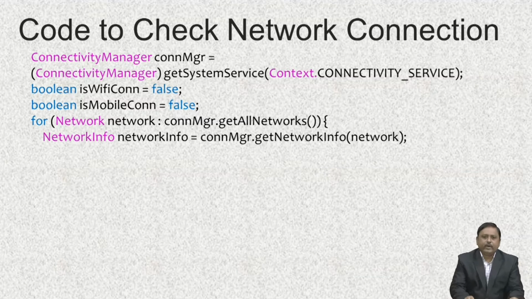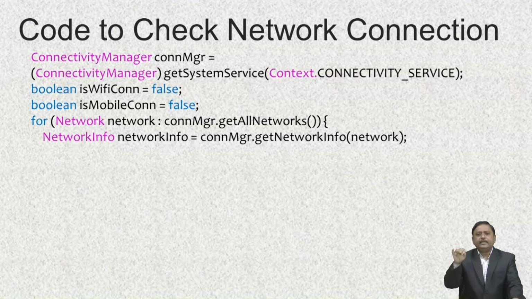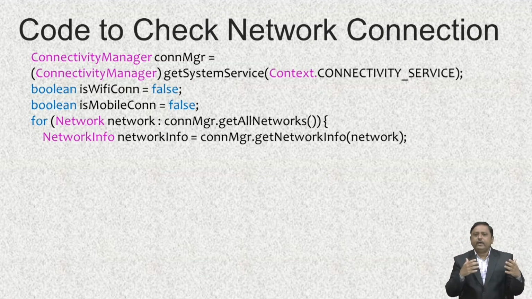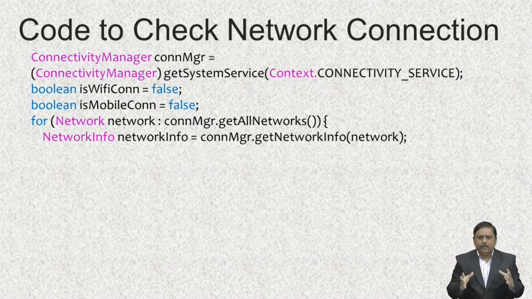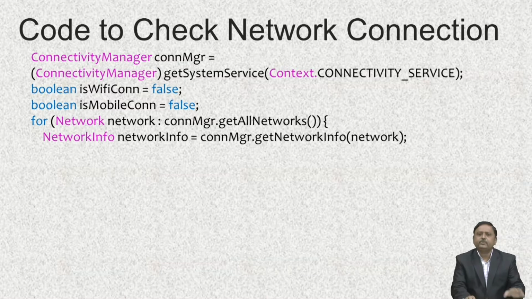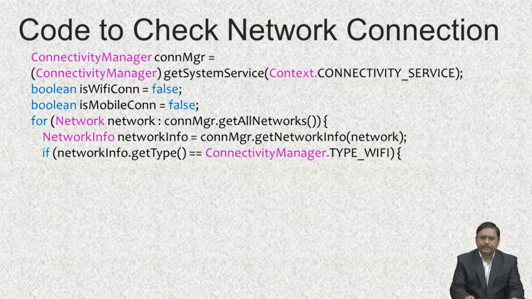inside the for loop we have created one object of network info and it is assigned to Connectivity Manager dot network info. Now which network information do we want to retrieve? Whatever connections are available, that means all networks available, it takes those connections one by one in the network object, and each network information is stored in a network info object.